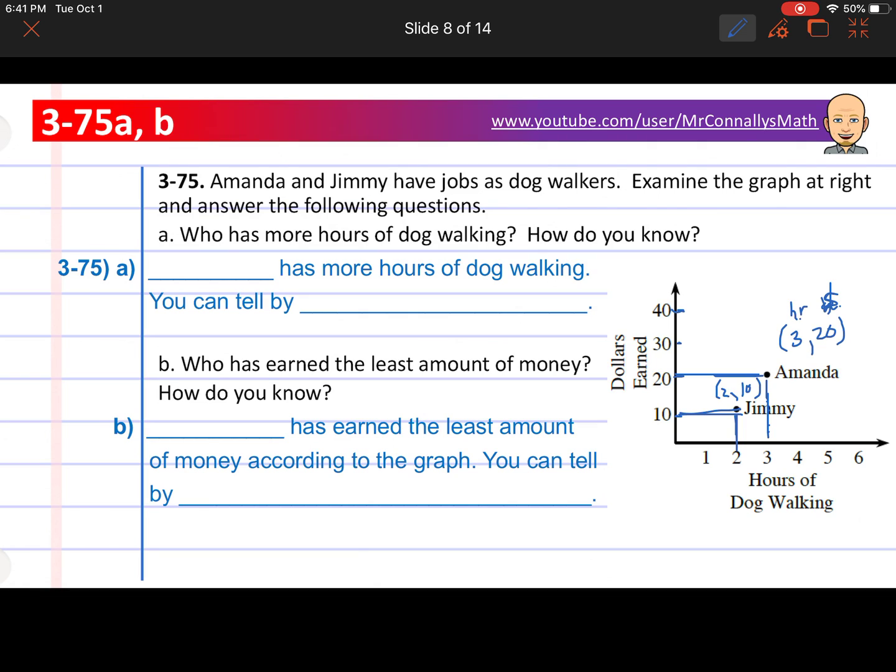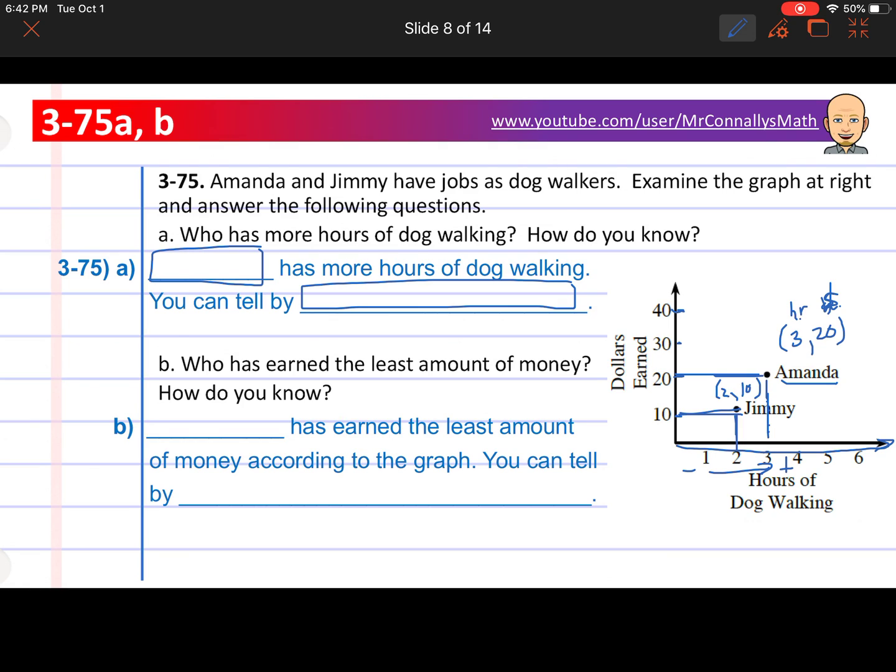Well, we can see by looking over to Amanda, she's farther to the right. So that means she has more. If it was to the left, it would be less or lesser. Hours of dog walking would have to be Amanda. So go ahead and put Amanda in here. How can you tell? Since we're looking at the x-axis, which has the hours of dog walking, you can tell by seeing that Amanda is farther to the right. Therefore, she has higher hours.